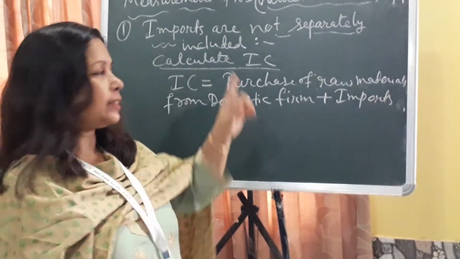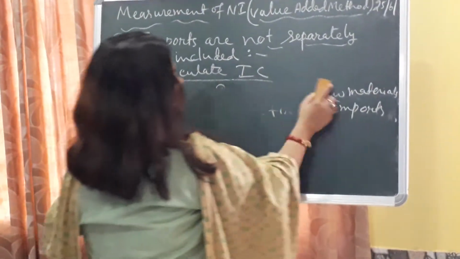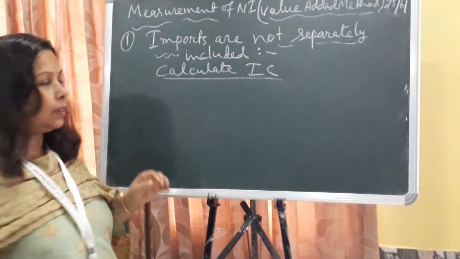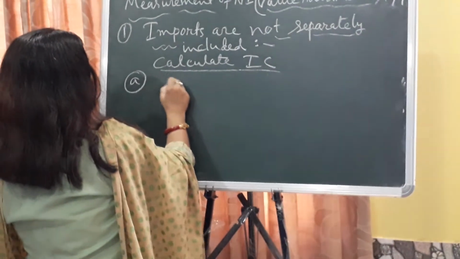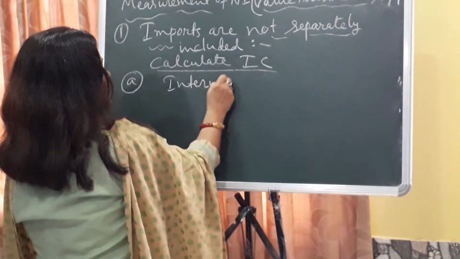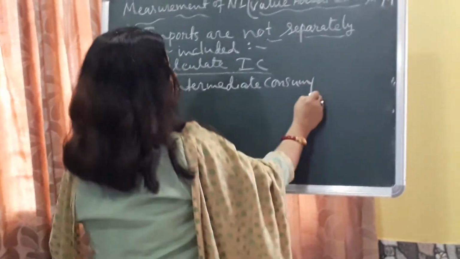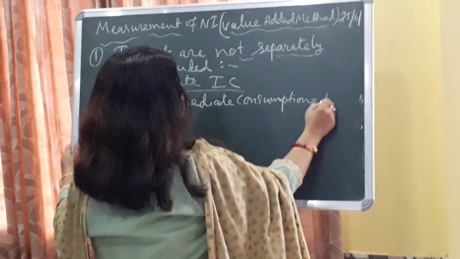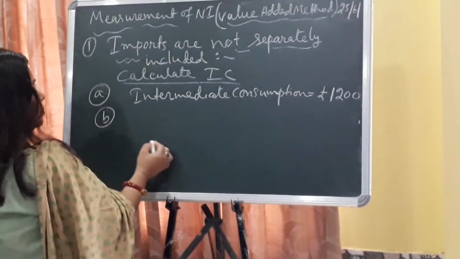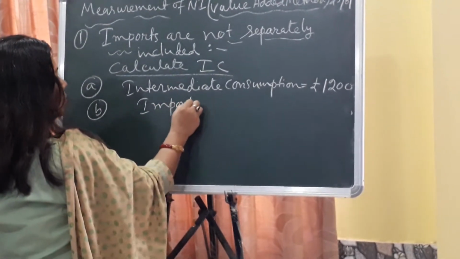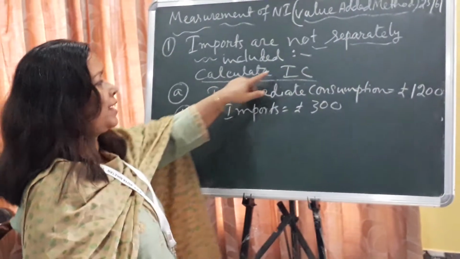So when it is asked to calculate intermediate consumption, for example, number A, intermediate consumption equal to rupees 1200, and B, imports, rupees 300. So you have to calculate intermediate consumption.